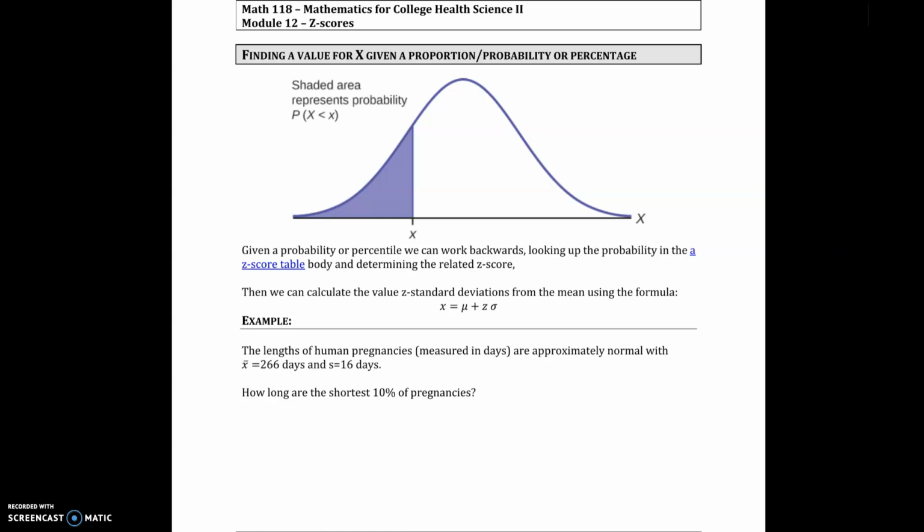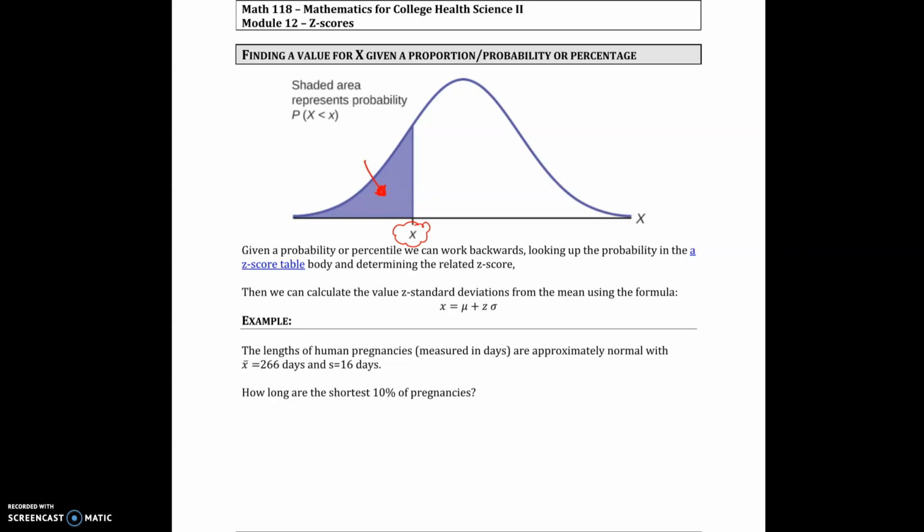Okay, so in this final lesson, we're going to be looking at how to find a value for x given a proportion, probability, percentage, percentile, any of those things, assuming we know the mean and standard deviation for a normally distributed variable. Essentially, instead of finding the area, we're going to be given the area that's shaded, and we're going to work backwards to figure out the x value or z value first.